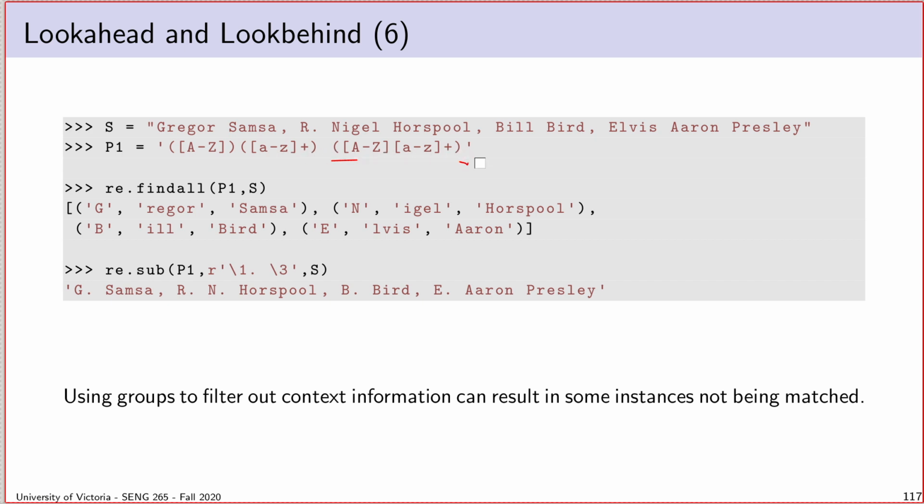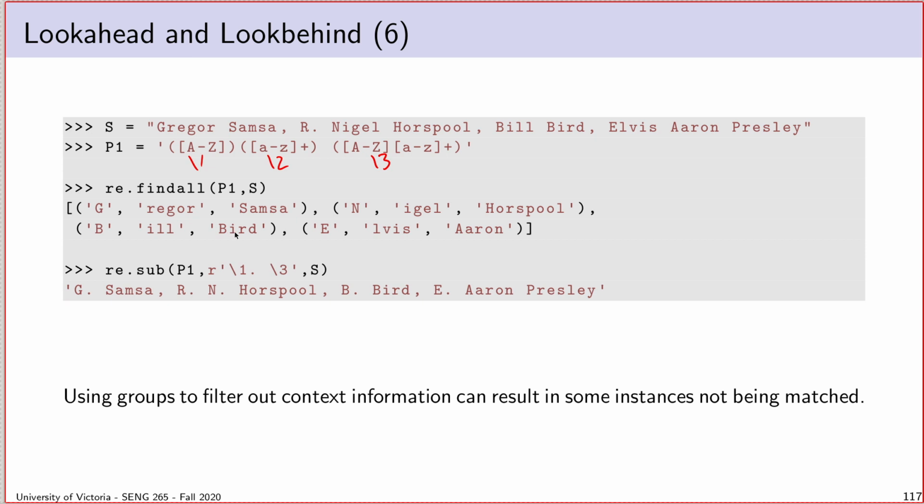So I'm going to number the groups to make it clear what I'm using. So this will be group 1, this will be group 2, this will be group 3. So first initial, rest of first name, last name. And I'm doing that. Notice that when the match is done, I do get G and then the rest of the first name, then the last name. I get B and then the rest of the first name, then the last name.